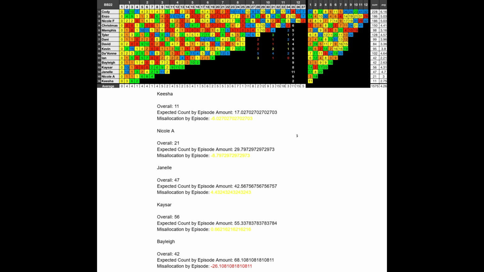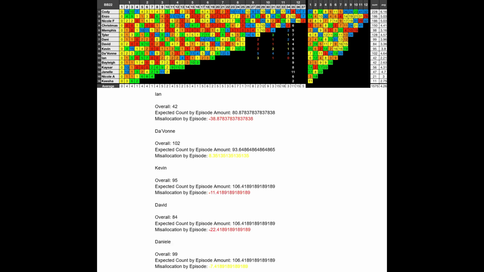Bailey has 42 diary rooms in the season, and her expected count by episode amount is 68.1, and she is the first one who's severely under-edited and under-distributed, as she has a negative 26.1 misallocation amount. And this kind of makes sense since she didn't get much of an edit, and she really wasn't that relevant to the ongoings of the house at all.